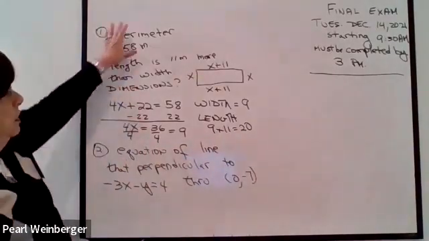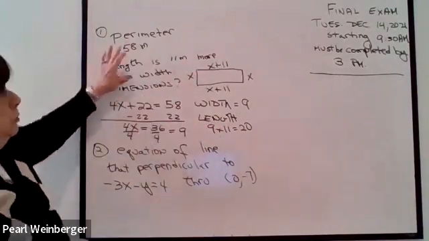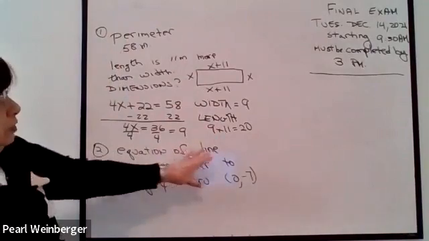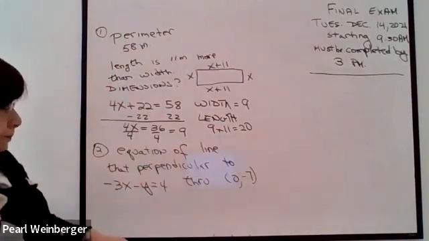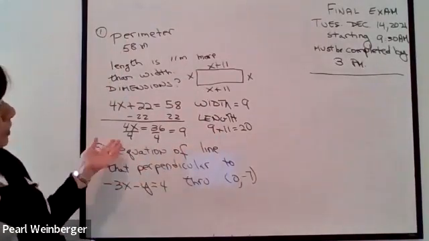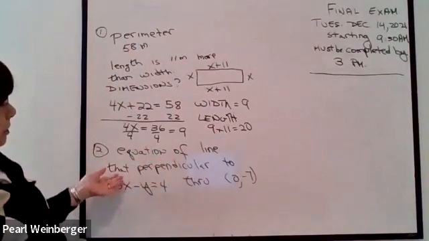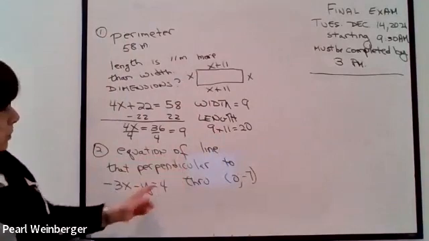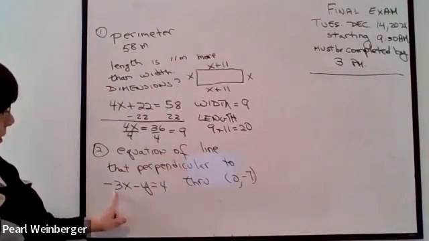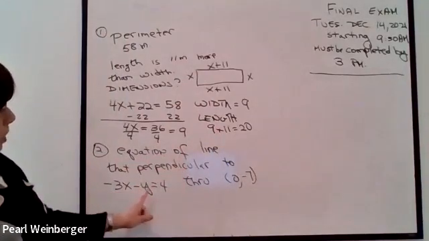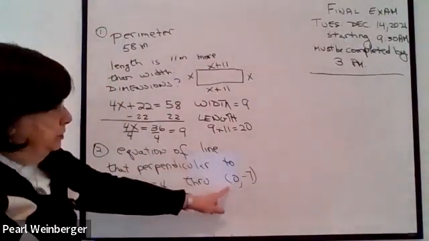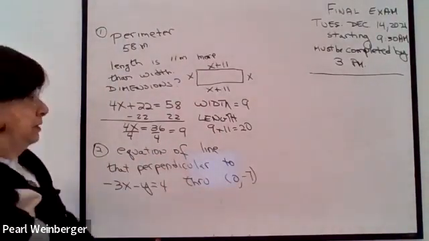Okay, so that takes care of basically chapter 1. Those 3 problems were from chapter 1. Let's go on to this problem, where we're told the equation of a line. We want to write the equation of a line. The line is going to be perpendicular to the line negative 3x minus y equals 4. And it's going to go through the point 0, negative 7.